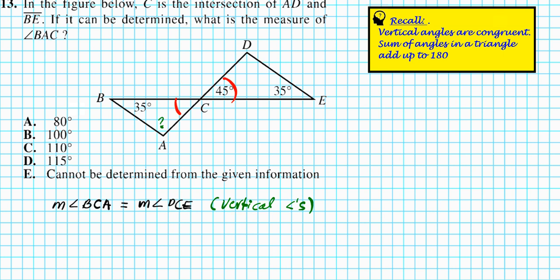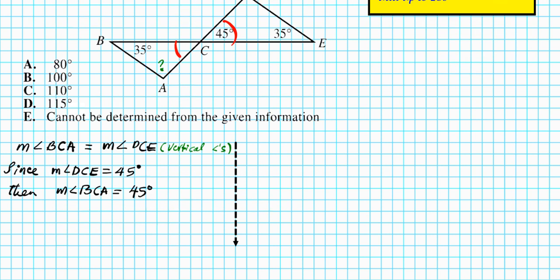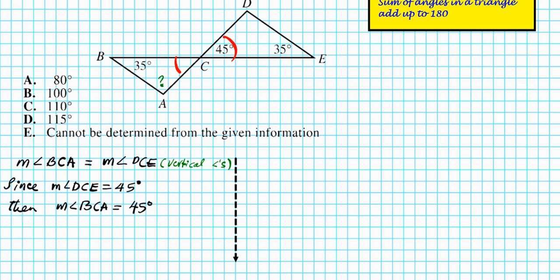All right. Now, what do we know about measure of angle DCE? Since measure of angle DCE is equal to 45 degrees, it follows that measure of BCA is what? It's 45 also, since they're congruent angles, 45 degrees. All right, so let's see how much progress we've made. We've been able to determine that this angle right here, BCA, is 45 degrees.